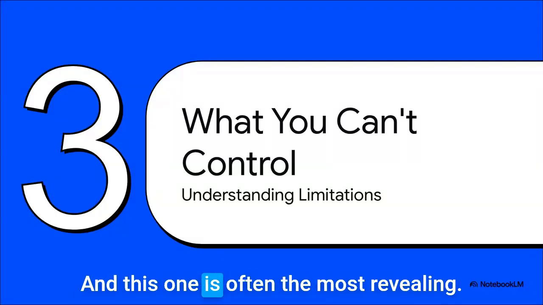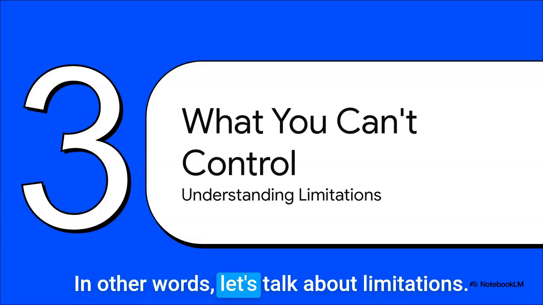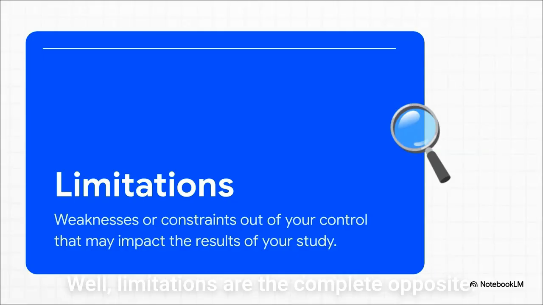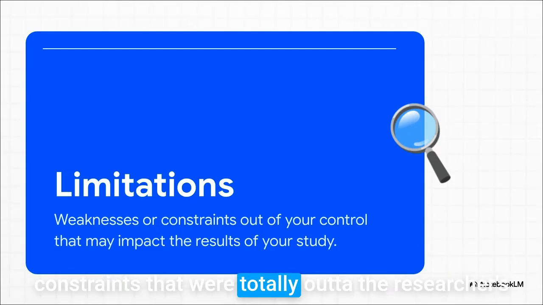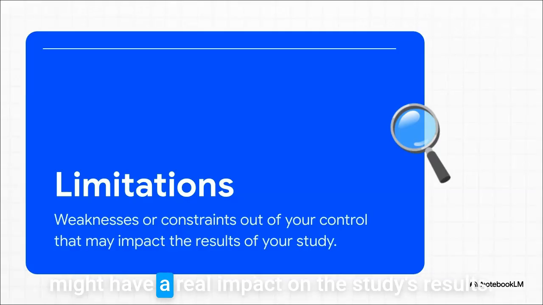And this one is often the most revealing. Welcome to Part 3, What You Can't Control. In other words, let's talk about limitations. So, remember how delimitations were all about the researcher's choices? Well, limitations are the complete opposite. These are the weaknesses, the problems, the constraints that were totally out of the researcher's control. And they're important because they might have a real impact on the study's results.